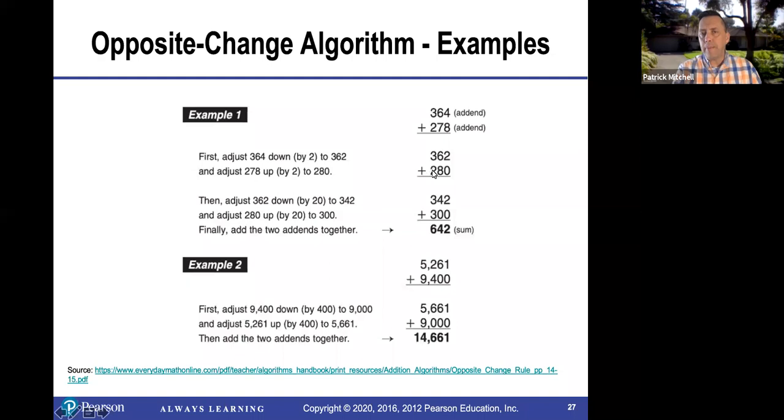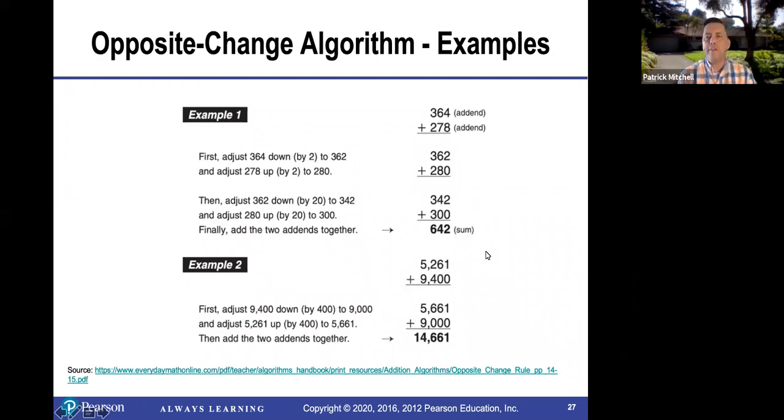So we're going to bump that up, and then bump the other number down. So this gives you a problem that's slightly easier. But we can make it even better if we take this 280 and bump it up to 300 by adding 20, which means we have to make up for that by taking 362 and subtracting 20. So instead of adding 364 plus 278, you add 342 plus 300, which is a much simpler problem.